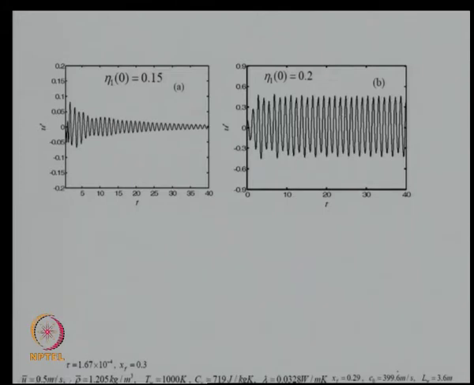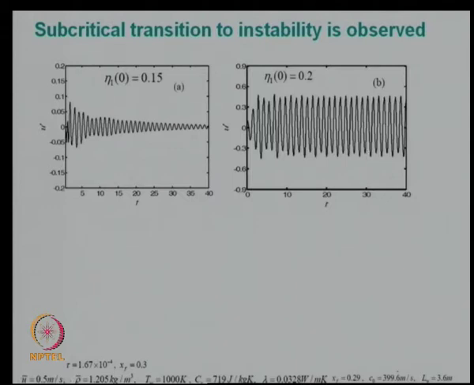You are not going to a fixed point or to equilibrium or dying down, but here it is actually going to some kind of limit cycle. So this is subcritical transition to instability, or combustion instability people call it, what is the name? Triggering instability.